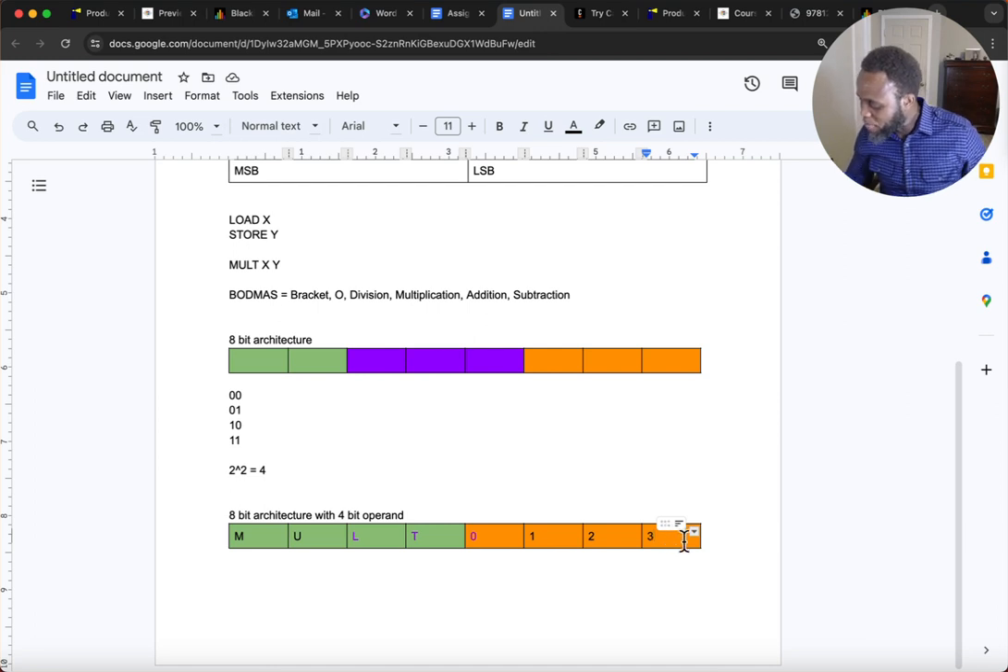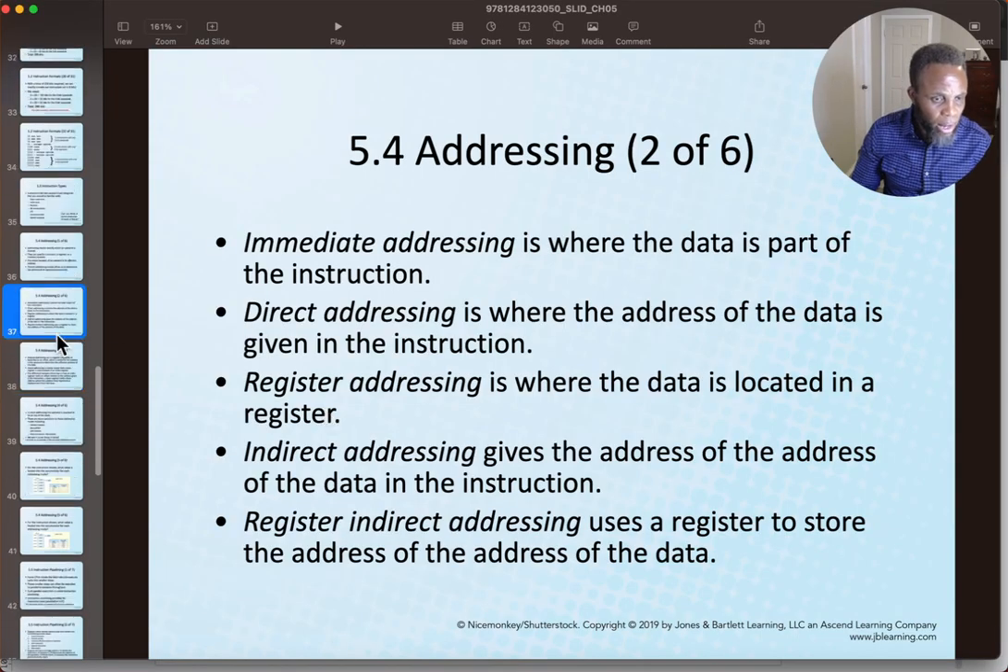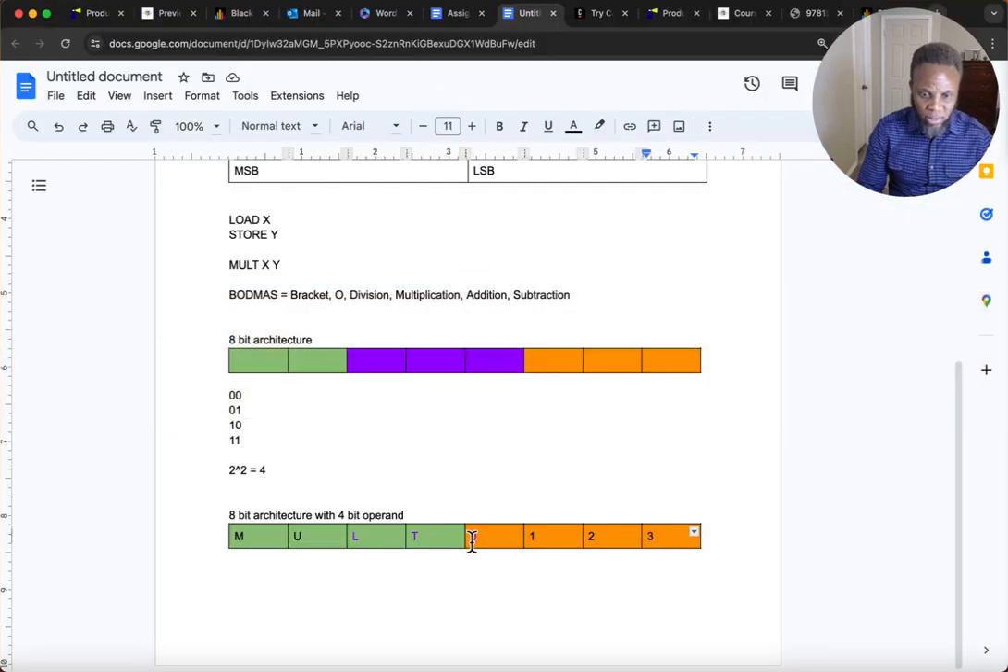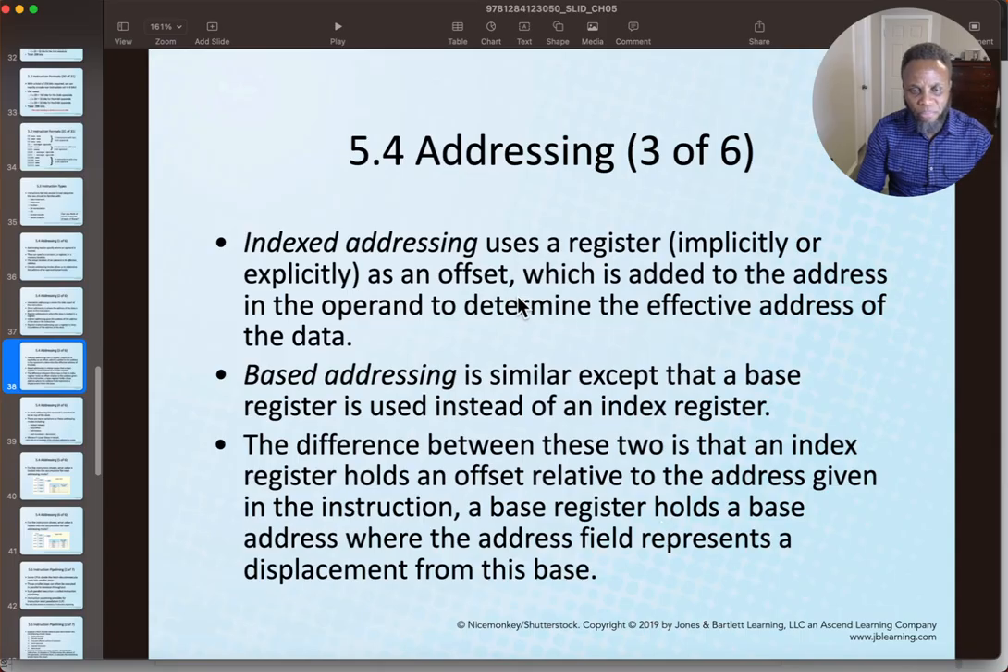Read through this. Pages 320 to 321 give you some examples of these addressing modes. If you have any questions, please feel free to reach out to me. Now there's also index addressing, a type of addressing where we use an offset, which is added to the address in the operand. So in index addressing, there's an address in the operand, and then we use an index to specify the actual address of the operand.